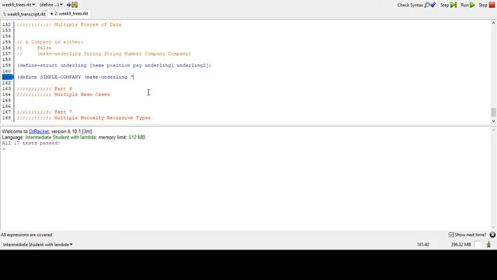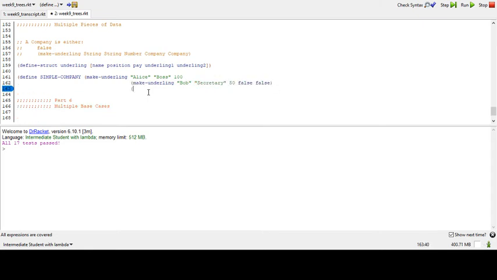and that will be things like Alice, who is the boss, and she consumes 100. She makes 100 per year. And then we'll also make an underling, Bob, who is a secretary and makes 50 per year and has no underlings. And then one last underling. This will be Carol, the apprentice of Alice. She makes 70 and has no underlings.